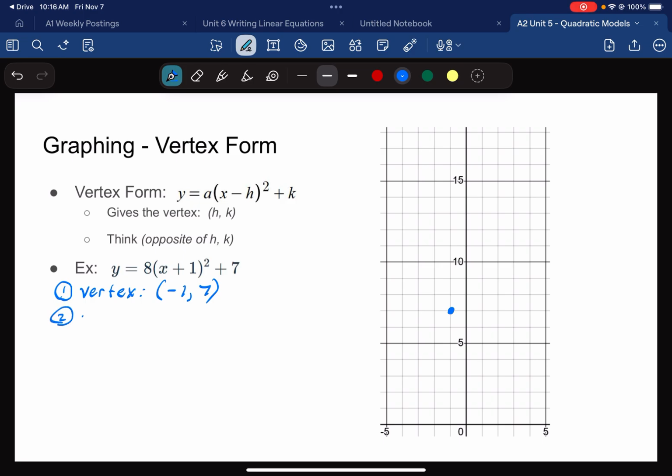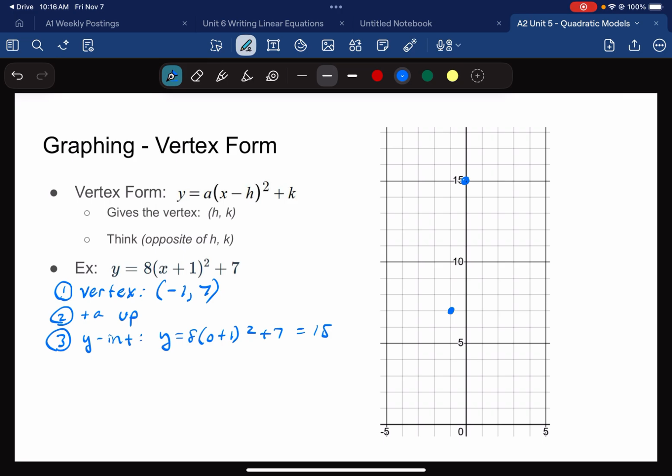Step 2, a is positive, so this opens up. Oop, I'm not doing 2 again. 3. Let's find the y-intercept. So we're going to put 0 in for x. So y equals 8 times 0 plus 1 squared plus 7. Well, that's just 0 plus 1 is 1. 1 squared is 1. 1 times 8 is 8. 8 plus 7 makes 15. So the y-intercept is up here at 15.